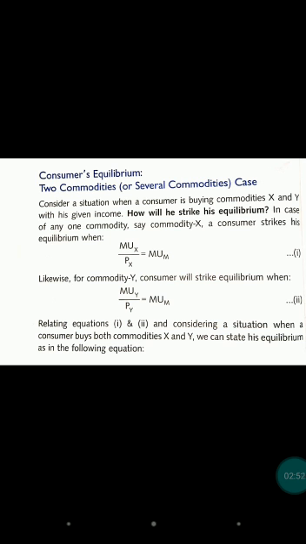So we have two equations. In the first equation, MUX upon PX equals MUM. For the next commodity, MUY upon PY equals MUM. Now consider the situation when a consumer buys both commodities X and Y. We can state his equilibrium by the following equation: MUX upon PX equals MUY upon PY equals MUM.